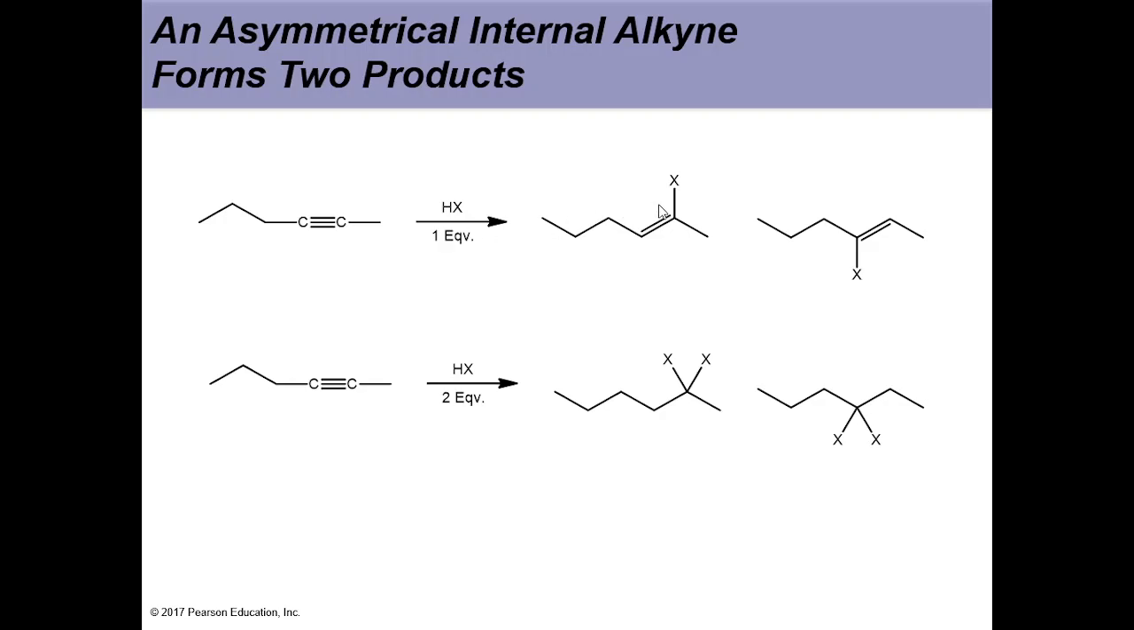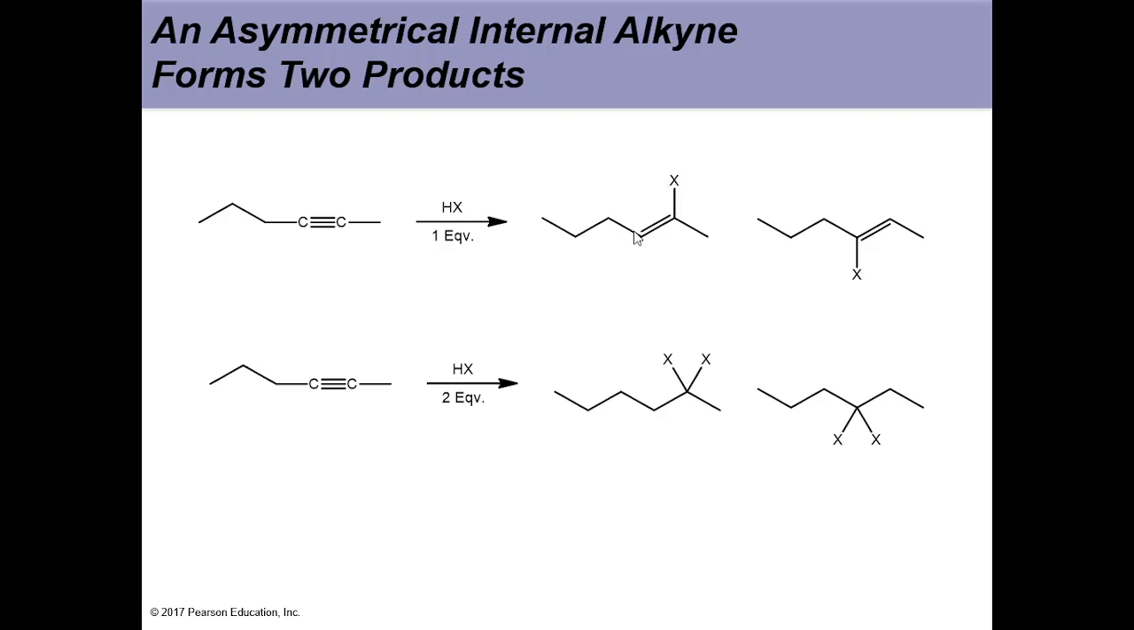Now, of course, because of the lack of selectivity, the first addition results in two products. You can see here one product with a double bond and halide on one carbon, and the other with a double bond and halide on the other carbon. Between these two products, there's no preference in this case. But if you have two equivalents of HX, meaning you are able to do a second addition to both products, then it will be selective.